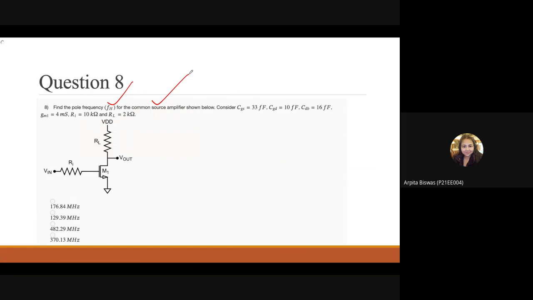And what is the formula? C input Miller equals CGD into 1 minus AV. Okay. Then C input equals C input Miller plus CGS, because it is the input side. Okay, C input. And find out the FH. What is the formula? How to find out? FH equals 1 by 2 pi R in into C in. Okay. So let's calculate it.